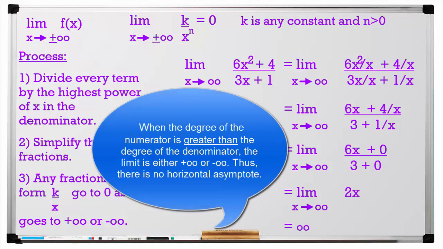In general, when our rational function has a higher degree in the numerator than in the denominator, the limit will be either positive infinity or negative infinity. So there won't be any horizontal asymptotes.